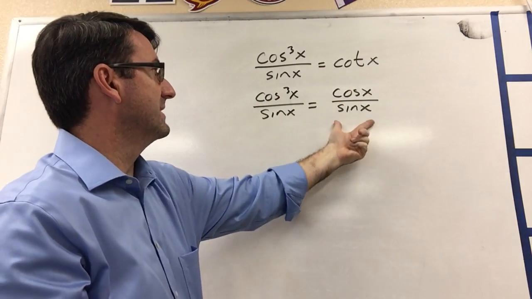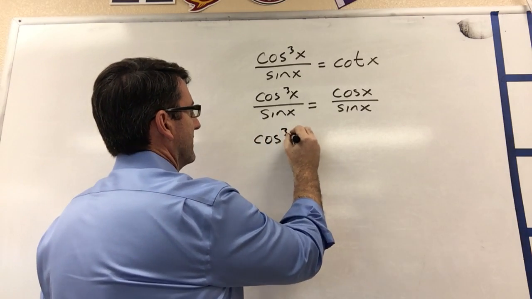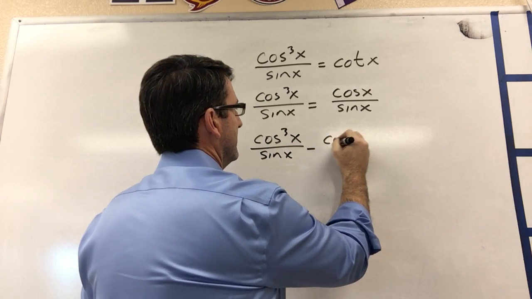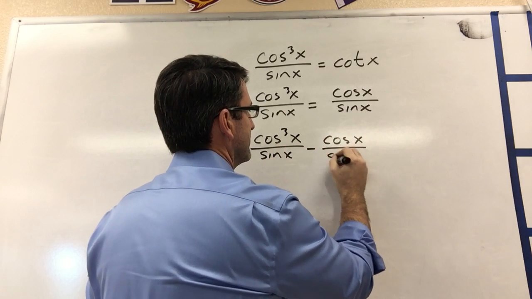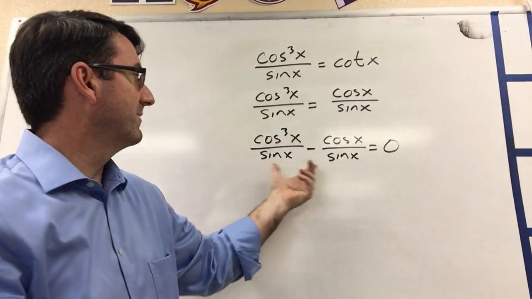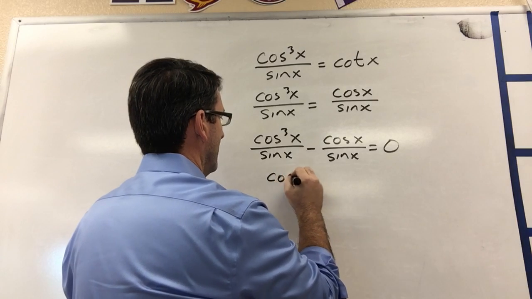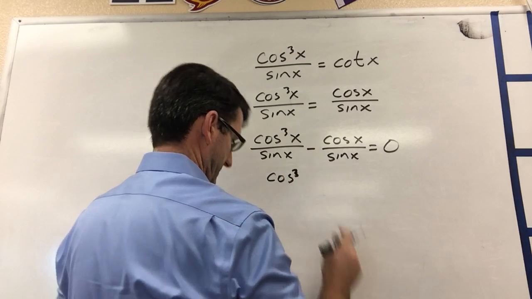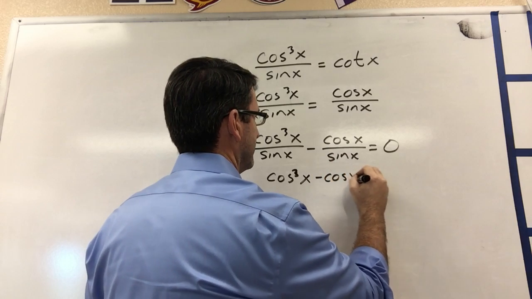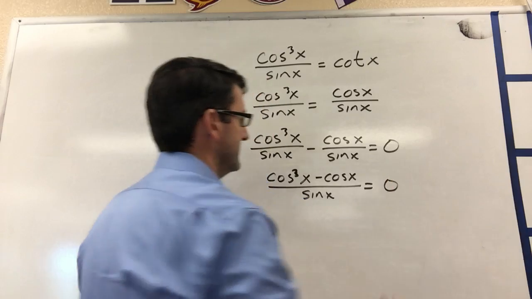So what we want to do here, instead of multiplying both sides of an equation by something, is subtract this from both sides. So we get cosine cubed x divided by sine x minus cosine x over sine x is equal to 0. And now we've got a common denominator here. We can combine these. So we get cosine cubed x minus cosine x all over sine x, that's equal to 0.